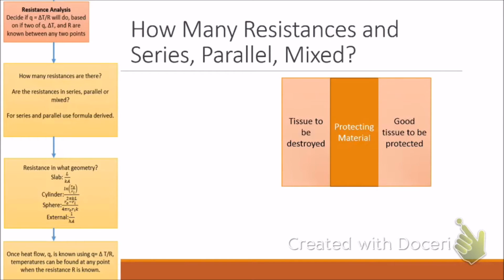If we continue along our flow chart, we need to answer some questions. We need to know how many resistances we have and whether or not they're in series, parallel, or in some mixed configuration. Looking at our schematic, it's clear we have three layers in series.